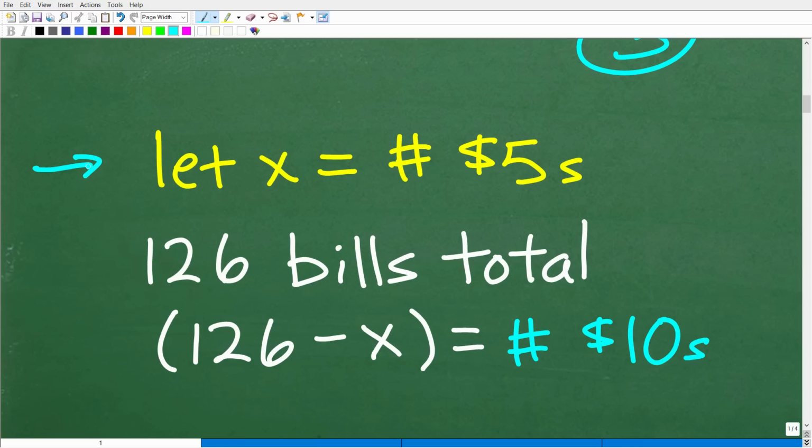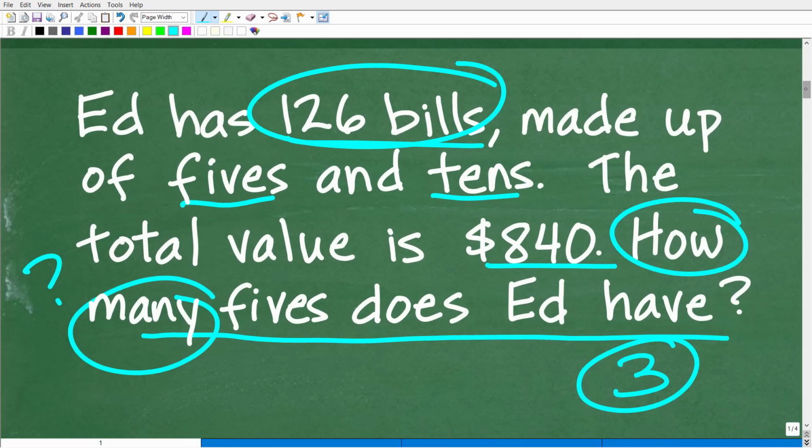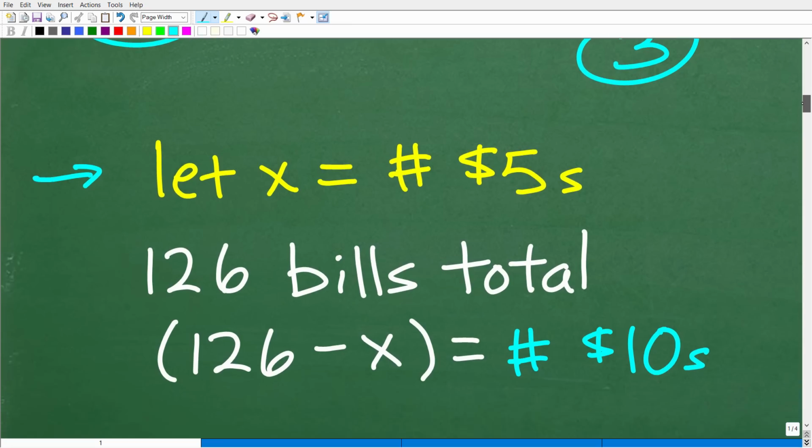How many fives does Ed have? Well, I'm going to let x represent that amount, okay? Now, I do know that there's 126 bills total. That is in the problem right here. So how many tens would Ed have?